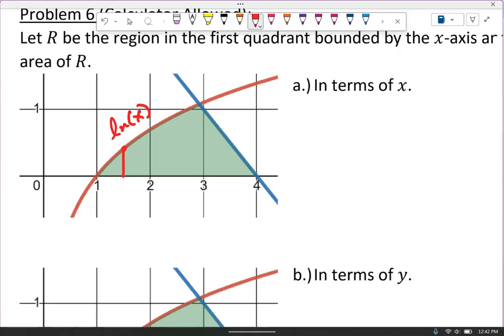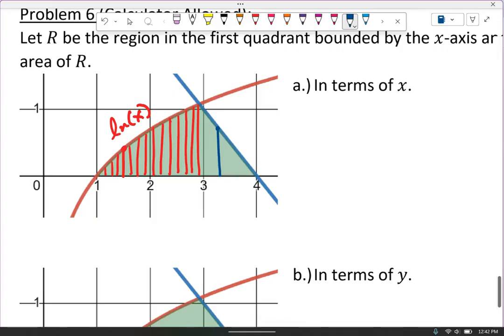So I have my top, that's natural log. What is my bottom? The x-axis, 0, right? Now, I can draw these little segments showing that top minus bottom, natural log minus 0, all the way. So notice I'm not using that linear yet. But what happens here? They meet, so I have a point of intersection.